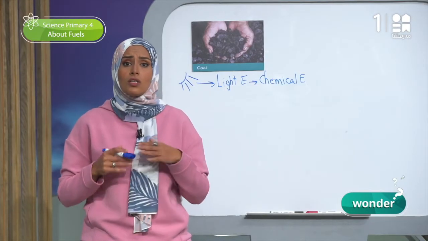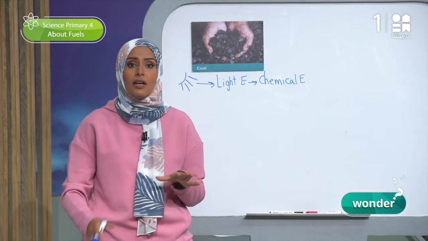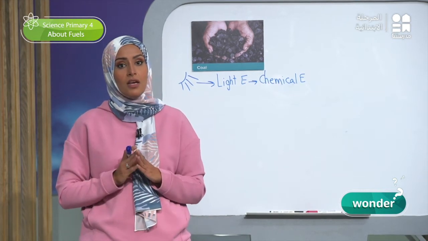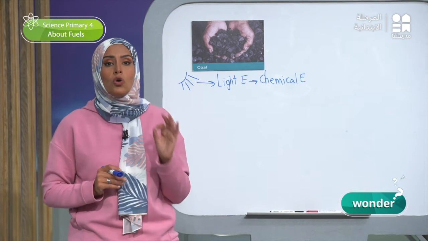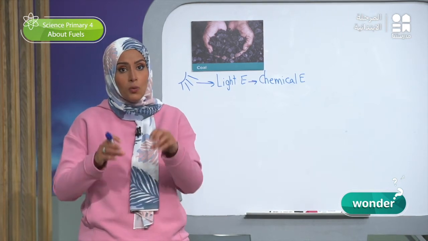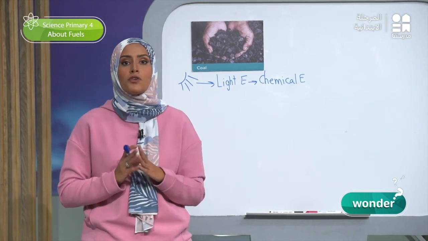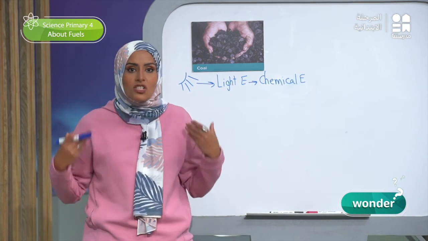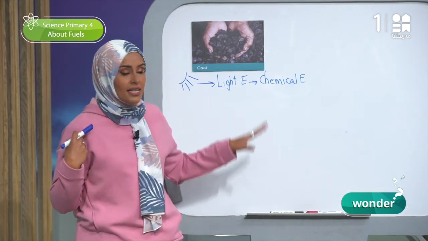These trees got dry and died. They were buried under the ground for millions of years. From these remains, coal was formed. Then we take it out to use as a fuel. Coal has energy stored in it, which is chemical energy.